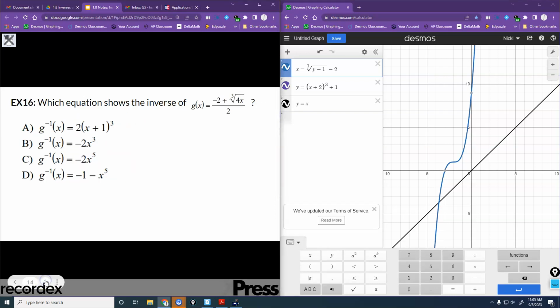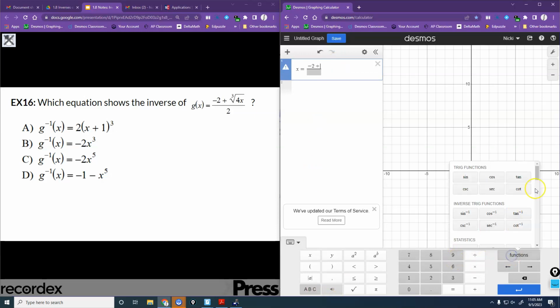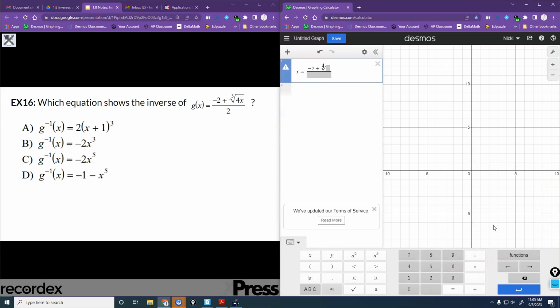I saw that also. Okay, this one's super hard. That one's awful. But we can do the same way, right? So if we do x equals negative 2 plus, to get to cube root, you got to go here to functions, go down there to the bottom, cube root of 4x over 2. Oh, what did I do wrong? Mine's just a line. That can't be right. Oh, you didn't switch. I didn't switch this one to a y. I did the same thing Aiden did. Need an x here, a y here.